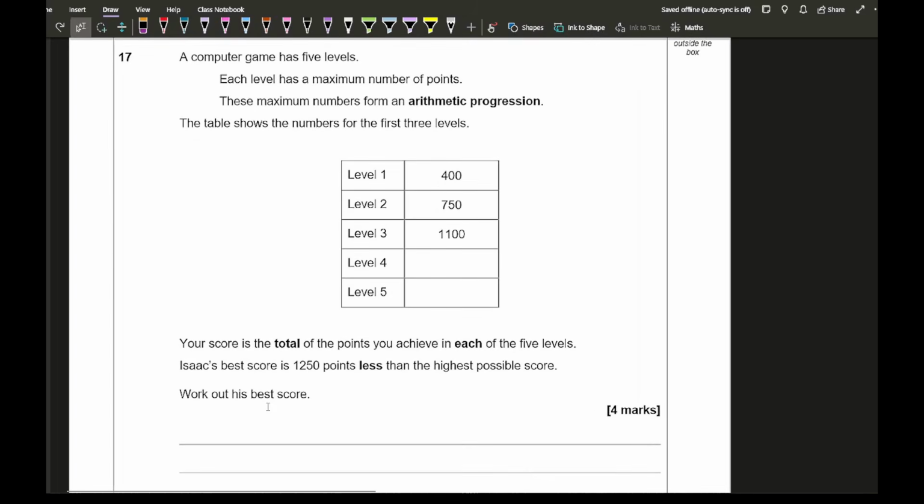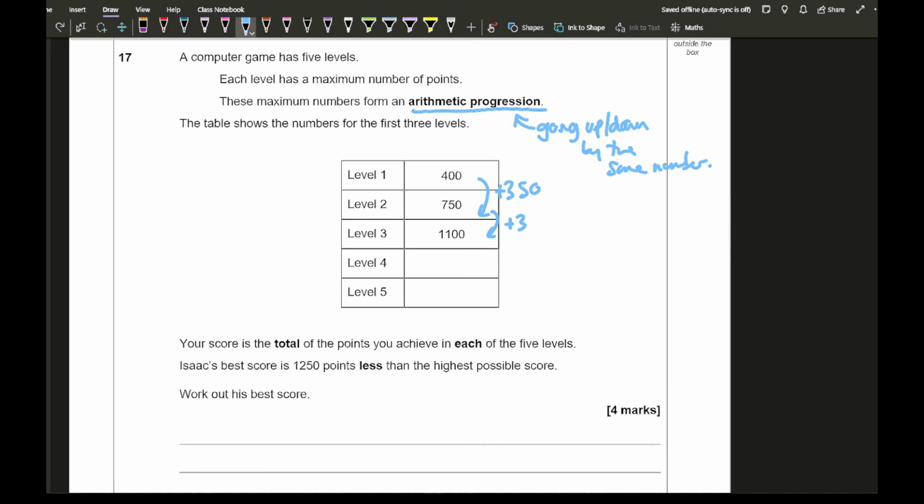So let's have a look, and let's just zoom in a little bit. So what we need to do first, now arithmetic progression basically means that it's either going up or down by the same number. So what we need to do first is find out what that number is. So here the difference between 750 and 400 is plus 350. Difference between 750 and 1100 is plus 350. So then to work out the level 4 score, it's going to be 1100 plus 350, which is 1450, and then add another 350 and we get 1800.